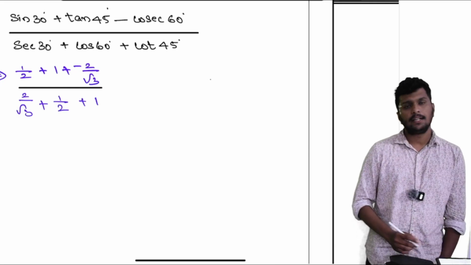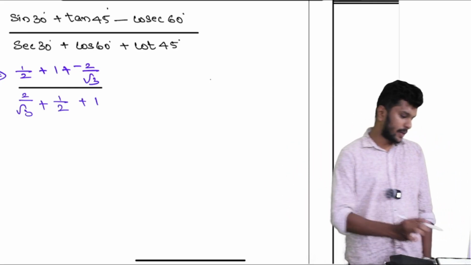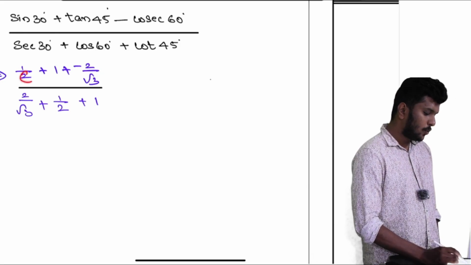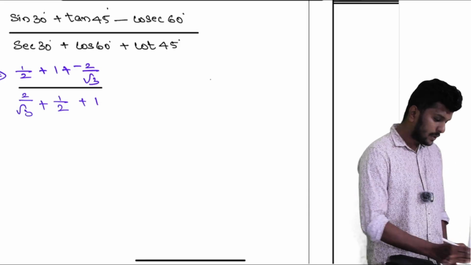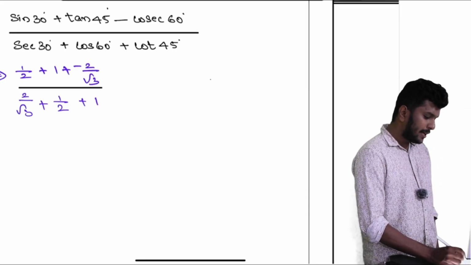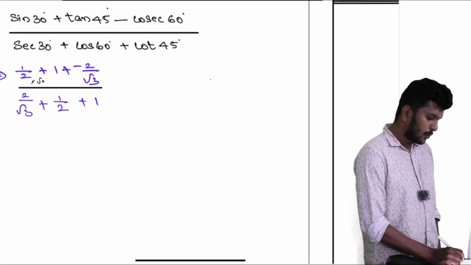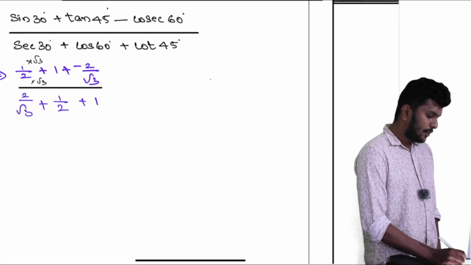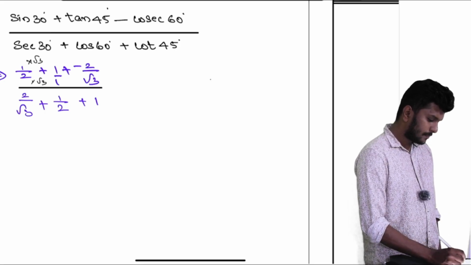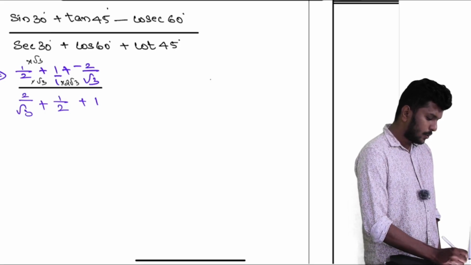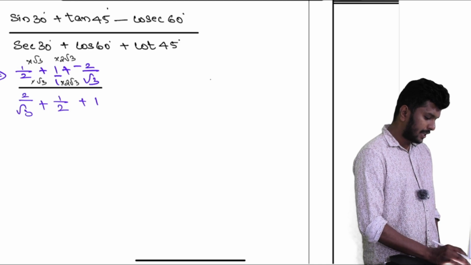Cot 45 is 1. Now if you look at the numerator and denominator, look here: 2 and root 3. What is the LCM? 2 into root 3, right? So 2 root 3 is the LCM. So for 2 to become 2 root 3, multiply by root 3. For 1 to become 2 root 3, multiply by 2 root 3, right?